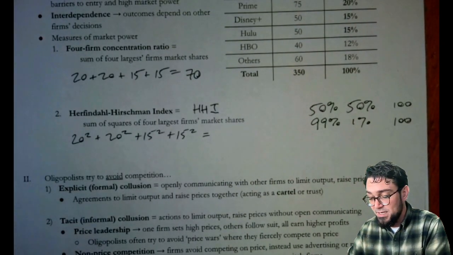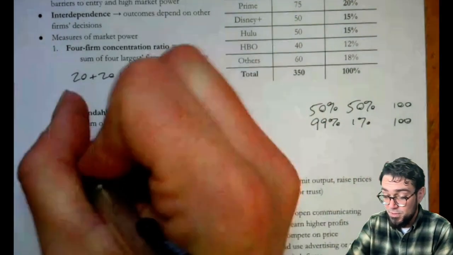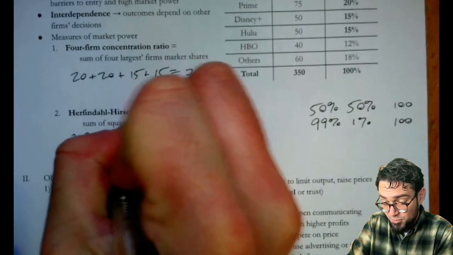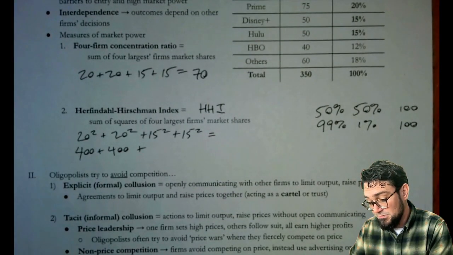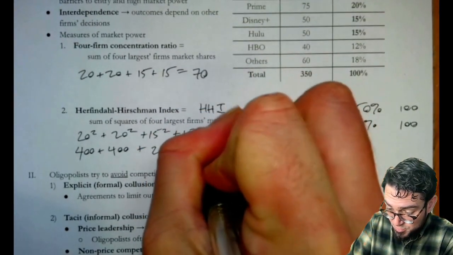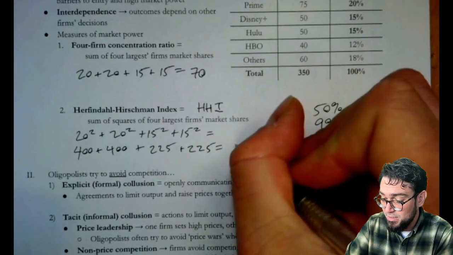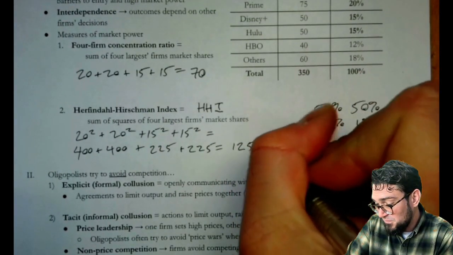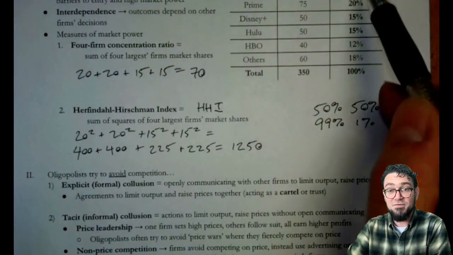20 squared, I can do obviously 20 times 20 equals 400, plus 400, plus, and then we're going to do 15 times 15 equals 225. So plus 225. And so each of these is 625. So that ends up being 1250. Now, 1250 would be the ultimate HHI for these 4 companies.